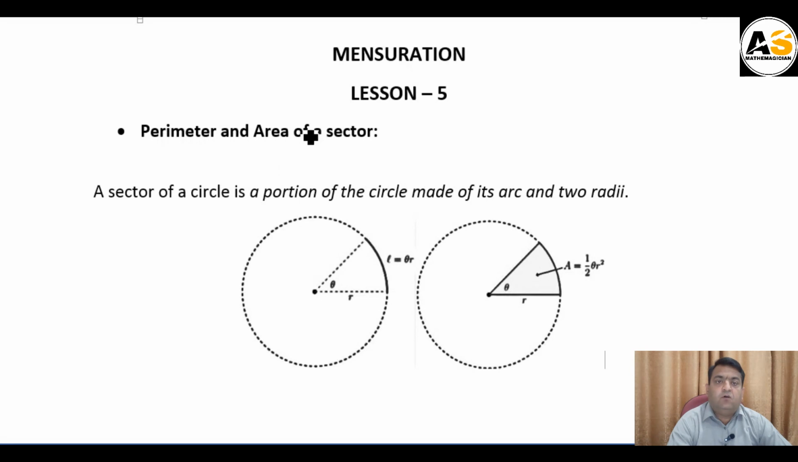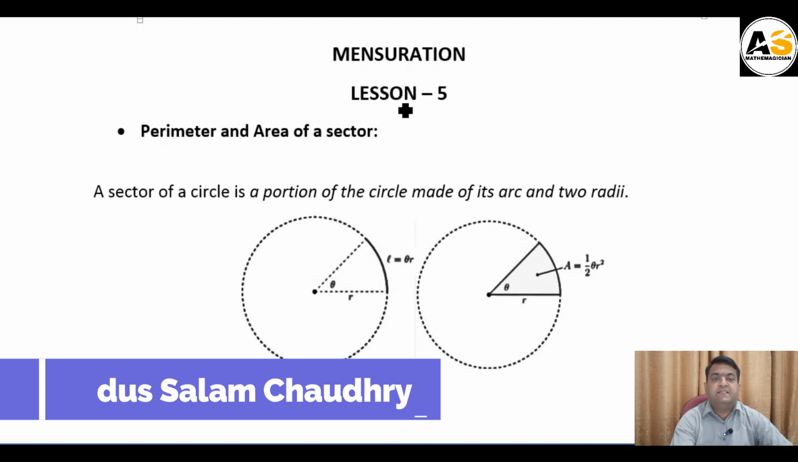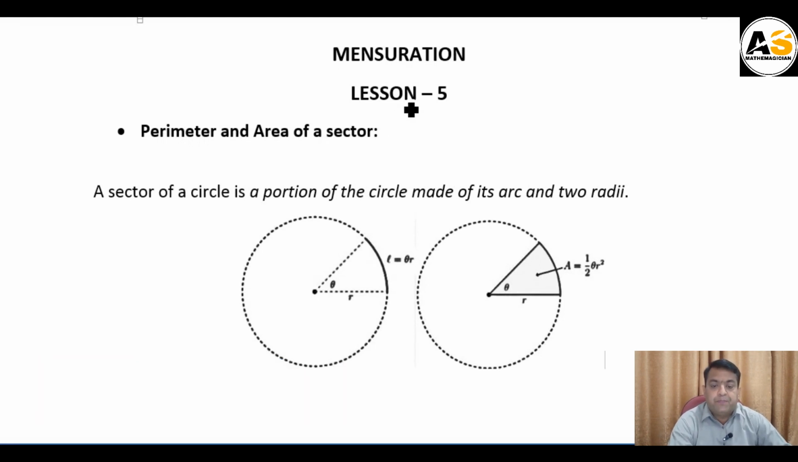Perimeter and area of a sector. What is a sector? A sector is basically a portion of a circle which is made of its arc and two radii. As you can see over here, this is a radius of the circle, this is the second radial segment, and this is the arc length. This part is called the sector of the circle. The part of the circle cut through its center, this is the center of the circle, is called a sector. This is the arc length, and this whole region is called the sector of the circle.